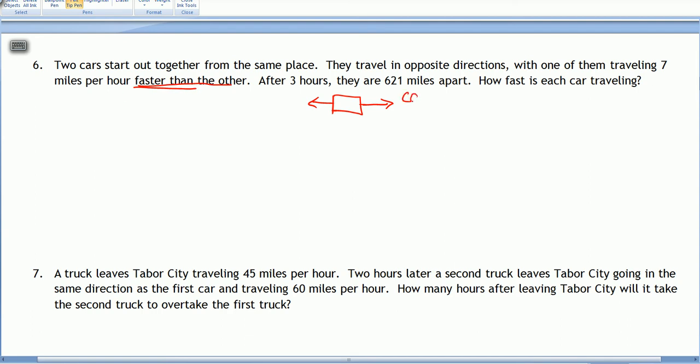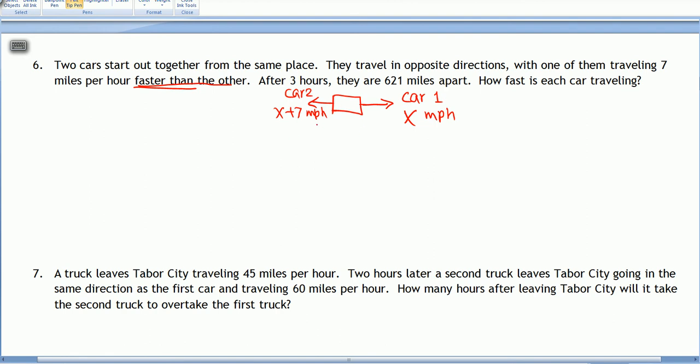Suppose this is car 1 and this is car 2, and car 2 is going 7 miles per hour faster than the other. Suppose car 1 is driving at x miles per hour. This is 7 more, so x plus 7 miles per hour. After 3 hours they are 621 miles apart.